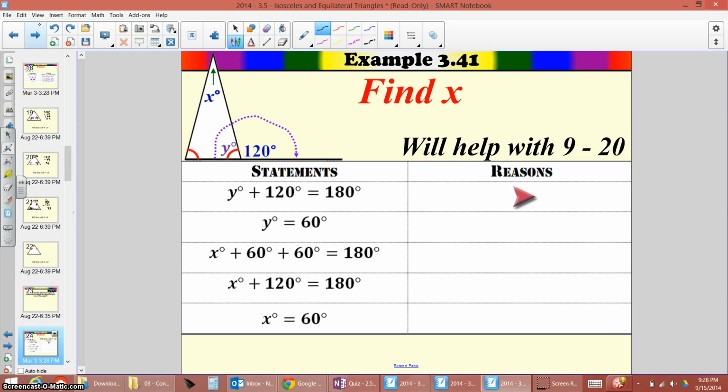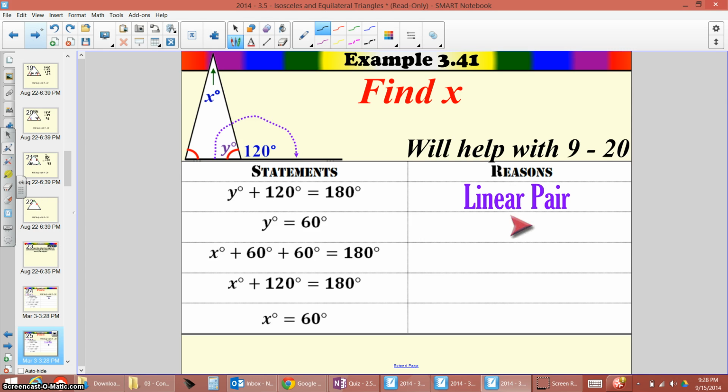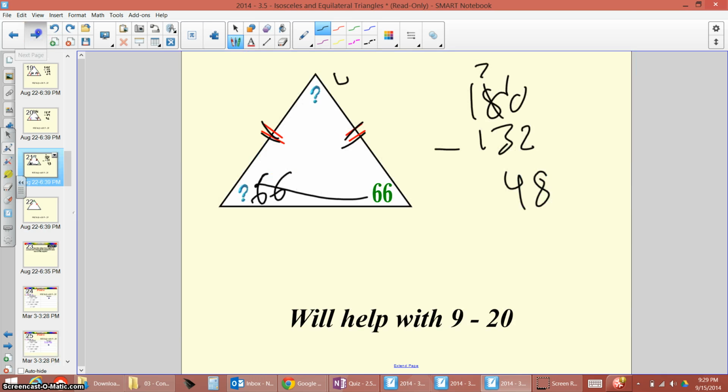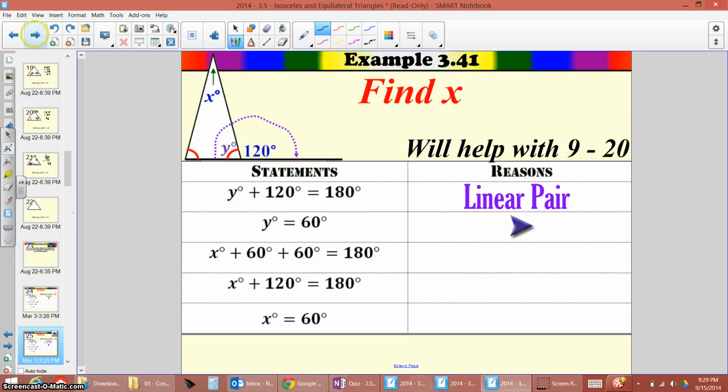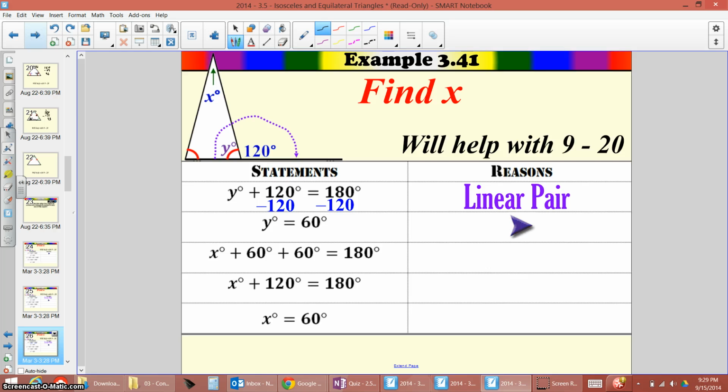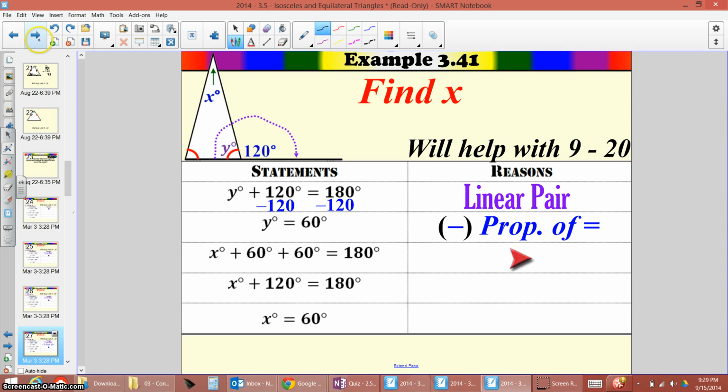So find x. Oh, geez. X in the picture is right up here. It's the top angle. I know the exterior angle here is 120. I need to know the interior angle. And since they form a linear pair, I can use linear pair. That's my reason. That's why y plus 120 equals 180. Push the wrong button. All right, linear pair. Then I can do subtraction property of equality, and I can say y equals 60.